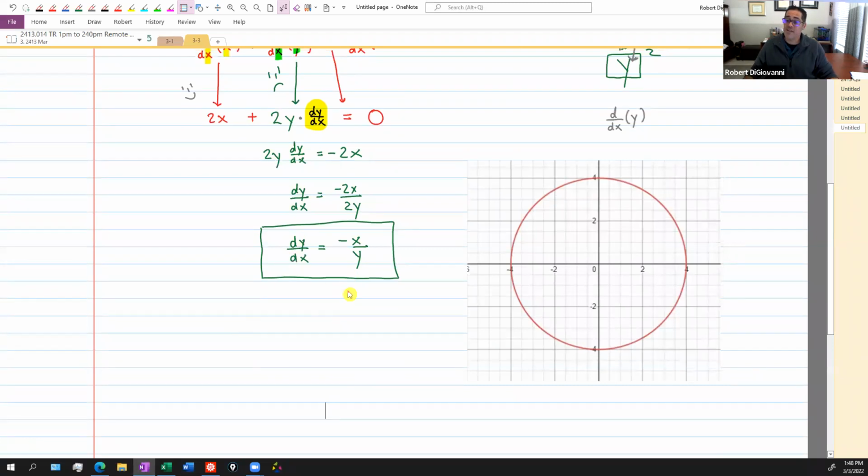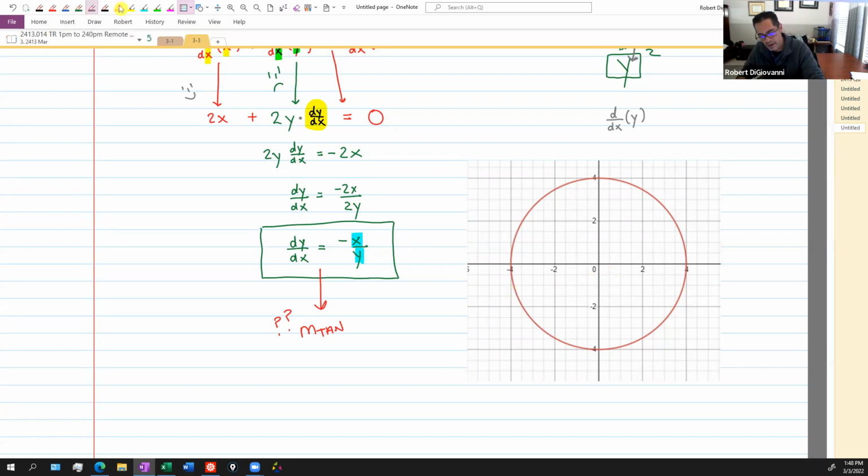So what does this answer really mean? What this answer means is that if you want to find the slope of the tangent line, if you want to know what it is, you're going to have to supply me with what? An x and a y. Give me the x value and give me the y value you're talking about, and then I will tell you the answer.